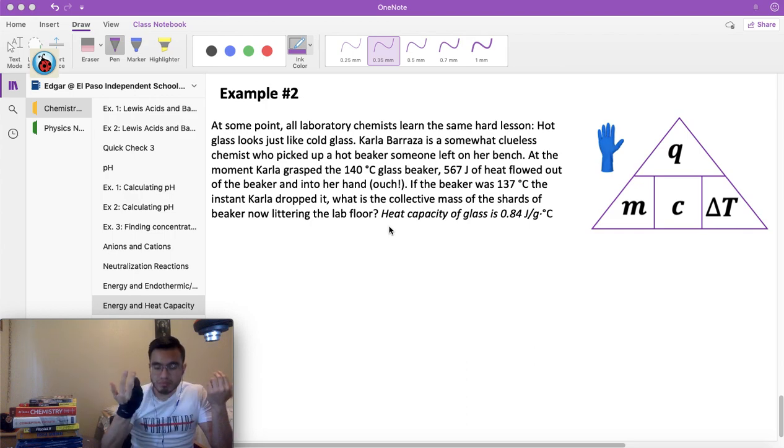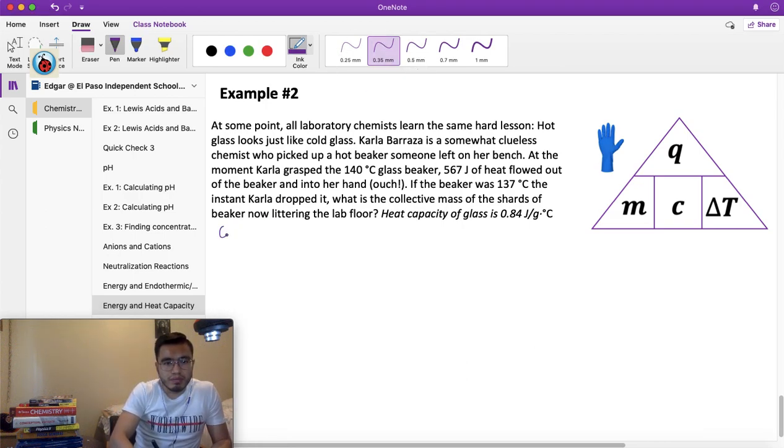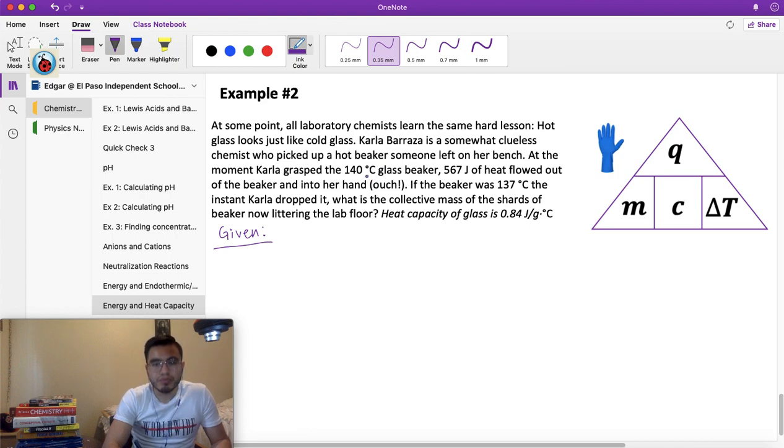Okay, start with the given. Given. We look for numbers. First number that we see, 140 degrees Celsius. I was looking at this 7 over here. We need to know which temperature that is. It's usually the initial, if it's listed first on the exercise. Sometimes it's not, but in this case it is, because it's at the instant or moment Carla grabbed the beaker.